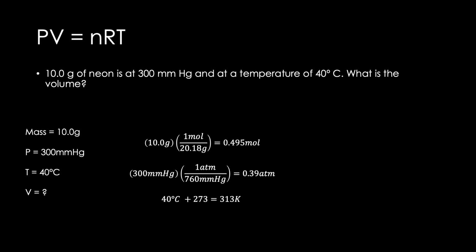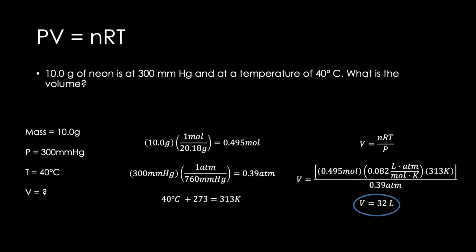Next, let's rearrange our equation for volume and plug in our variables. Here I'm using the gas constant value of 0.082 because it has the units of liters atm per mole Kelvin. And all those units match our units for our other variables. For our final answer, we end up getting a value of 32, and our units are in liters.